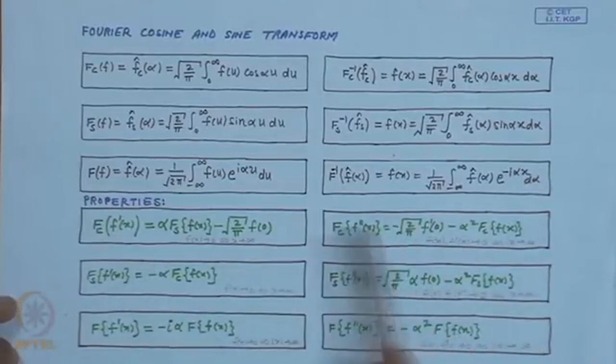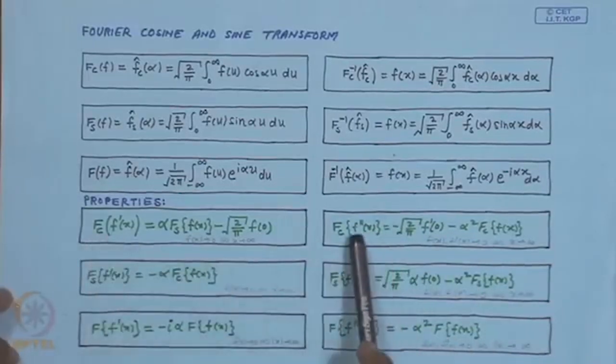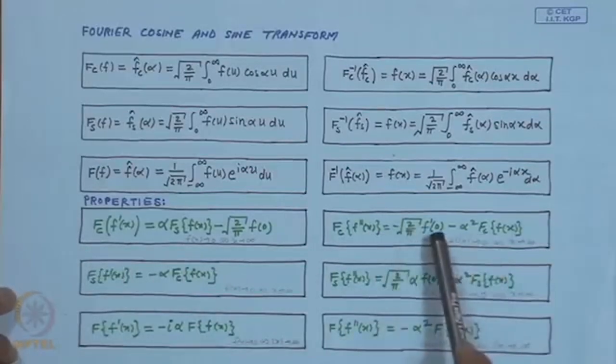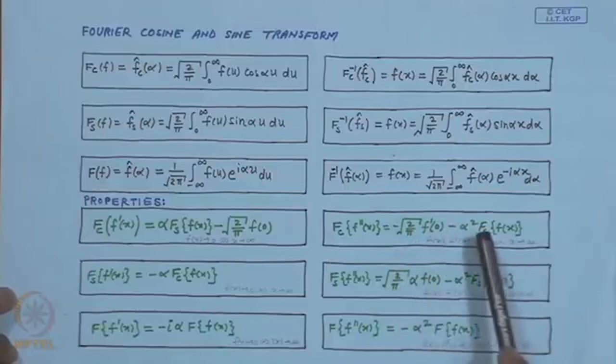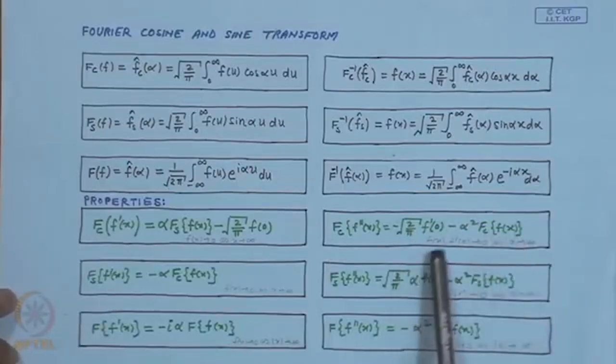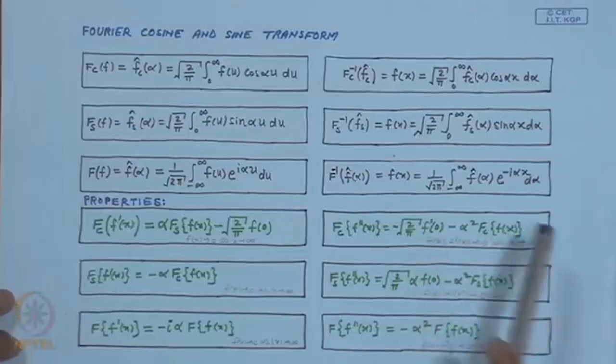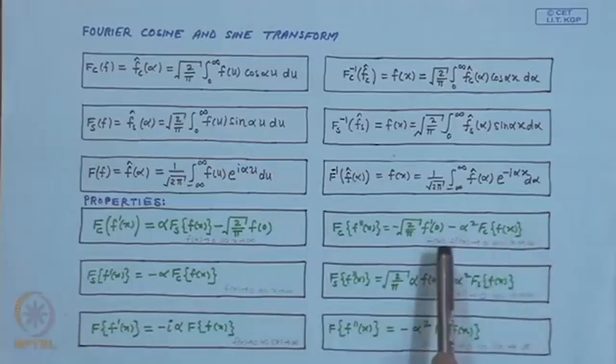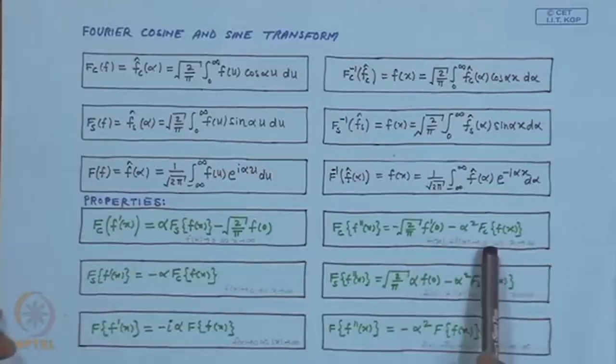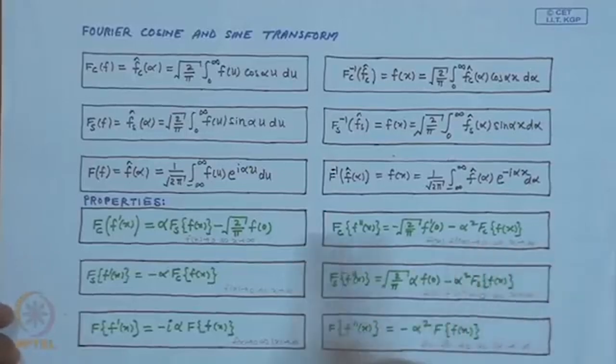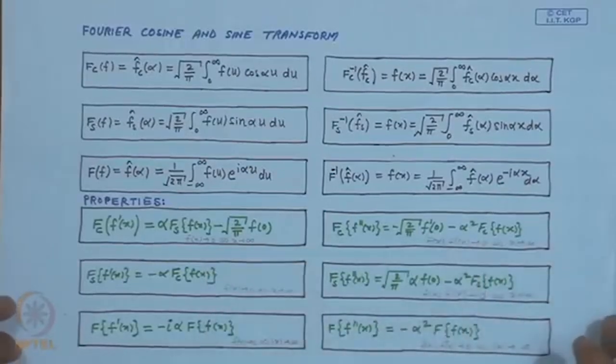For the second derivative, the Fourier cosine transform of the second derivative of f is minus square root of 2 over pi times f prime(0), minus alpha squared times the Fourier cosine transform of f(x). In this case we have this result under the conditions that f(x) and f prime(x), the function itself and its first derivative, approach 0 as x approaches infinity. These are the conditions other than the existence conditions.